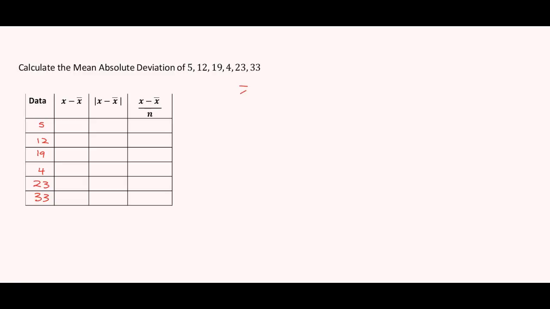The mean is 5 plus 12 plus 19 plus 4 plus 23 plus 33, divided by, let's count, 1, 2, 3, 4, 5, 6, so divided by 6. 5 plus 12 is 17, plus 19 is 36, plus 4 is 40, plus 23 is 63, plus 33 is 96. So 96 divided by 6 is 16.